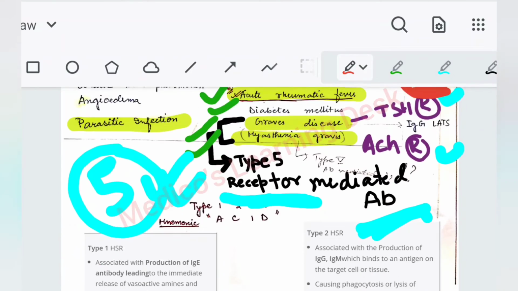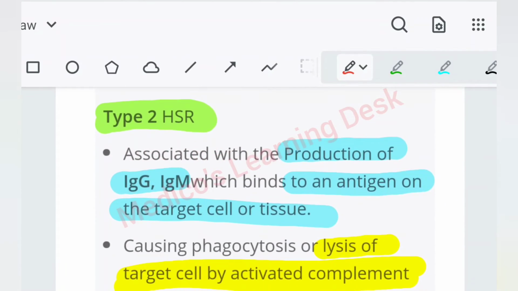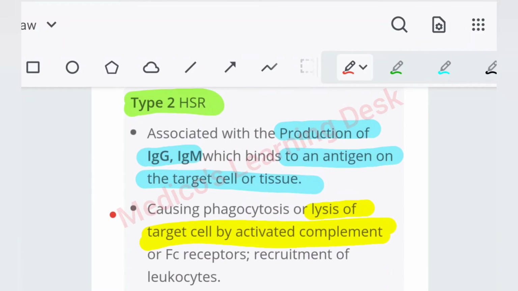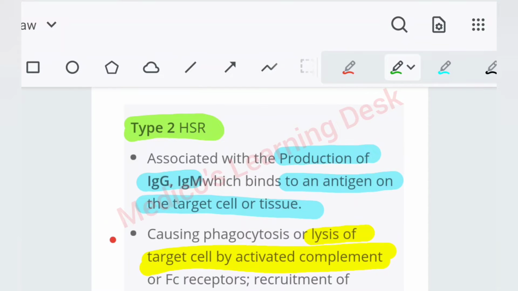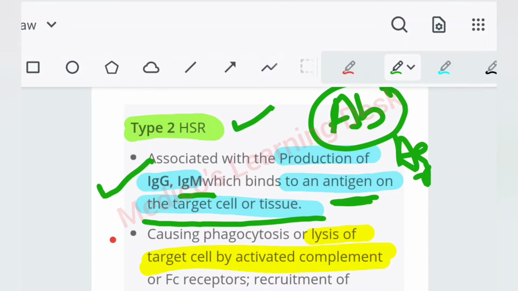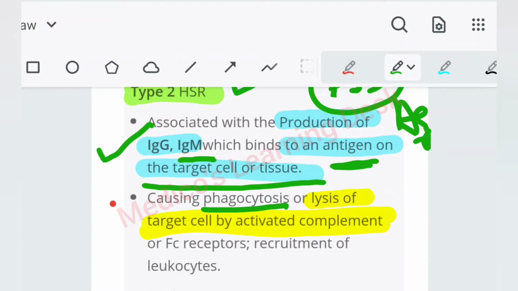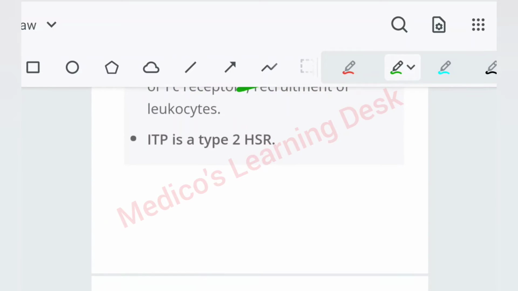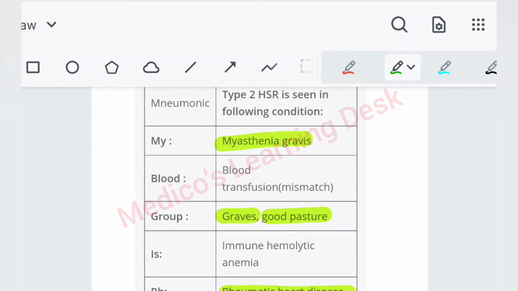Okay, now we will see a mnemonic for this, how to remember all the diseases. First let's see the mechanism in detail once. After that we will see the mnemonic. So in type 2 hypersensitivity reaction, there will be production of IgG and IgM. So these antibodies will bind to an antigen on the target tissue and target cells. This will lead to phagocytosis and lysis of the target cell by activation of complement system. Okay, so now coming to the mnemonic.